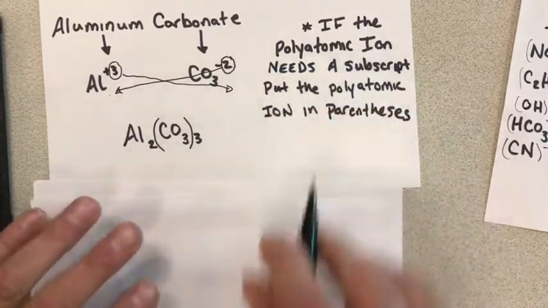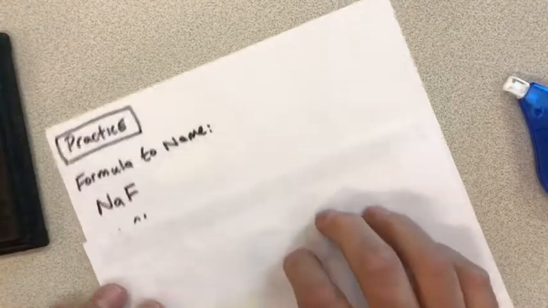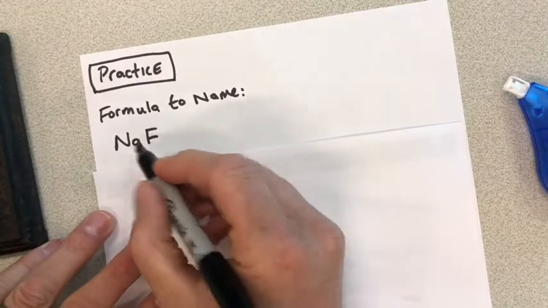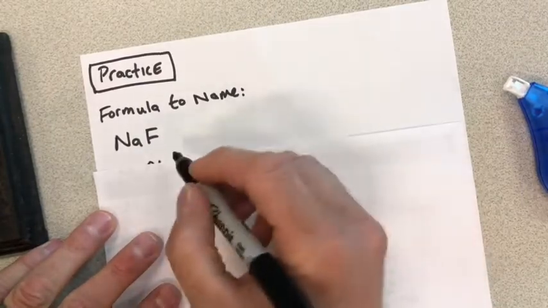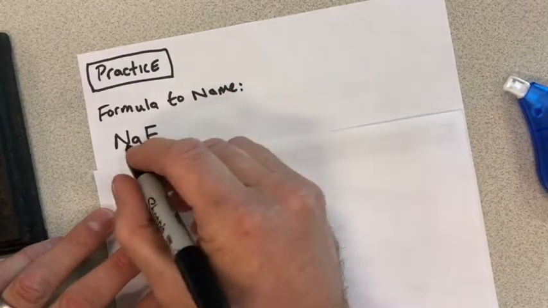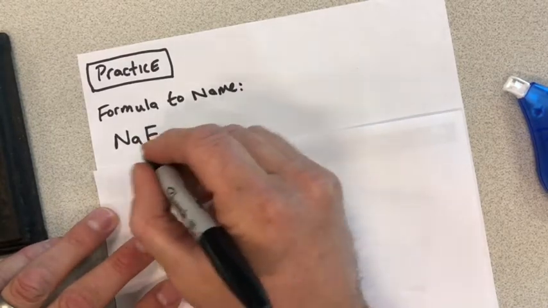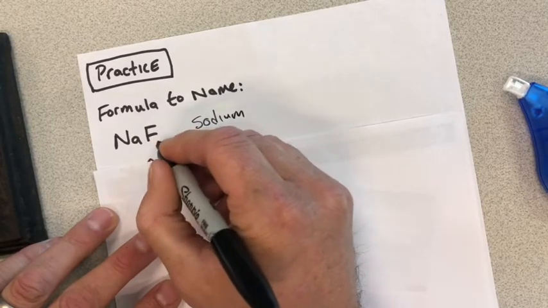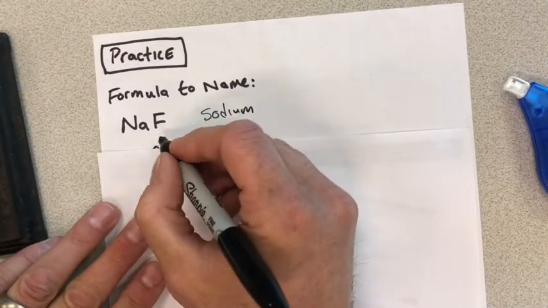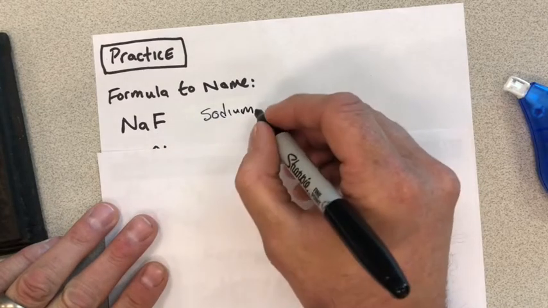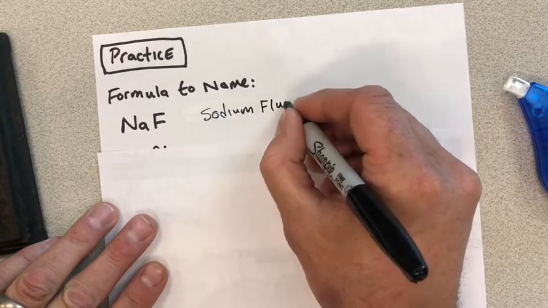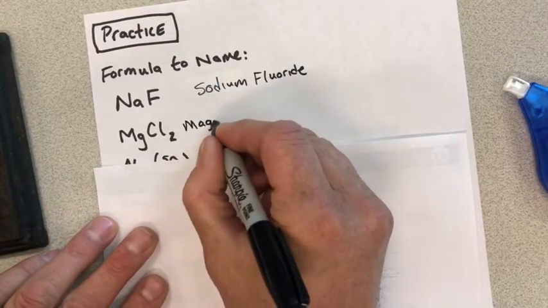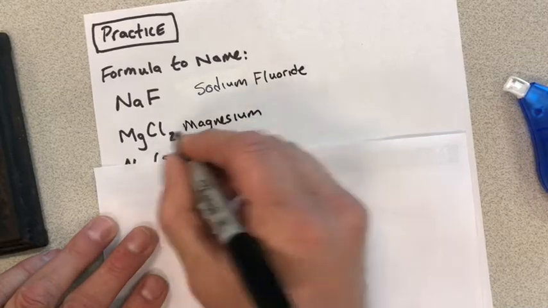Make sense? So maybe we'll just do a couple more practice problems just to really solidify us here. So let's start off with knowing the formula and move toward a name. These are the easy ones, right? So here you just use the elemental name for the metal, sodium. And we know that this is not a polyatomic ion. This is just fluorine from the periodic table. So we turn that to fluoride. Okay. Magnesium. Chloride.